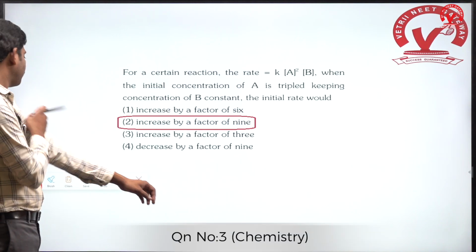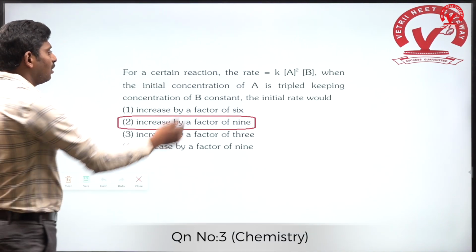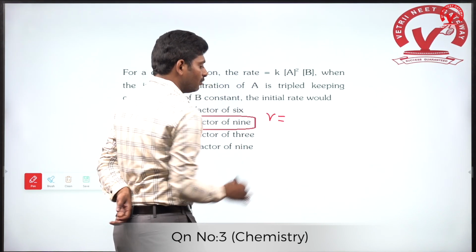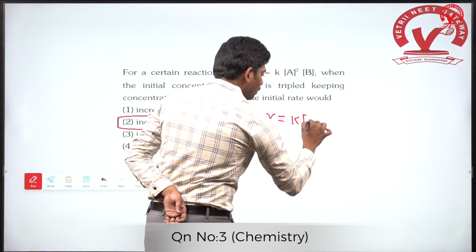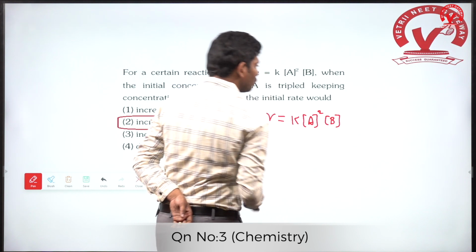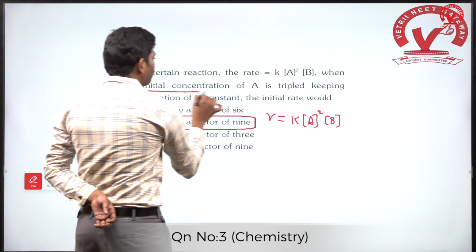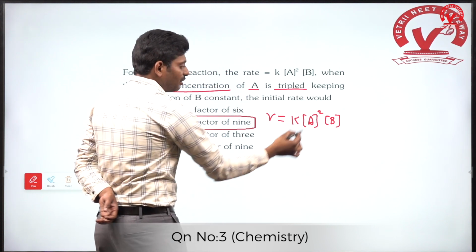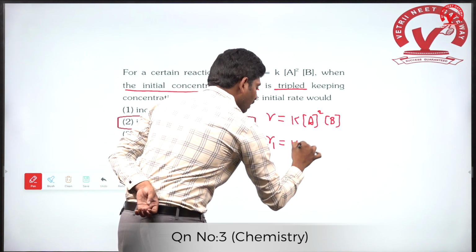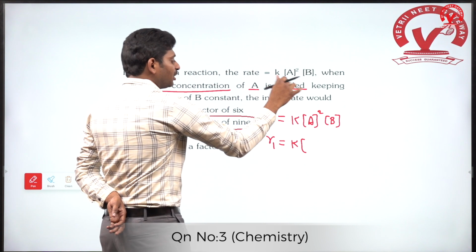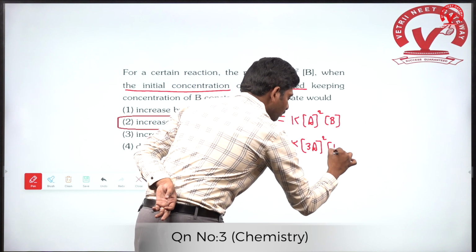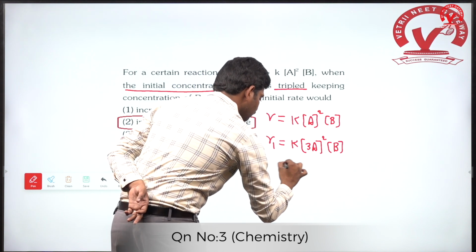Good. Chemical kinetics question, you can check it now. So for a certain reaction, the rate is given. So rate is equal to K, molar concentration of reactant A square and B is given. So now the initial concentration of A is tripled. Initial concentration of A is tripled. So R1 is equal to K. So initial concentration A is tripled, so 3A I will write, 3A square over B. So now we can solve this one.